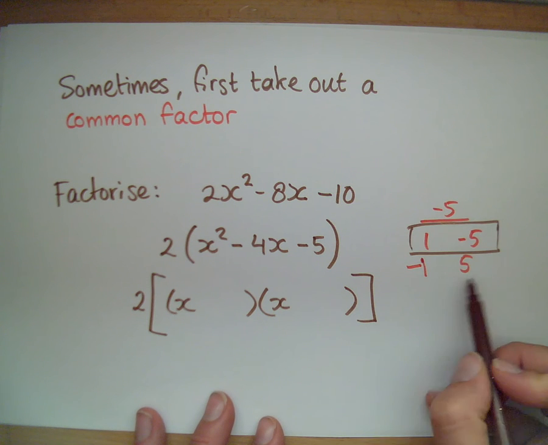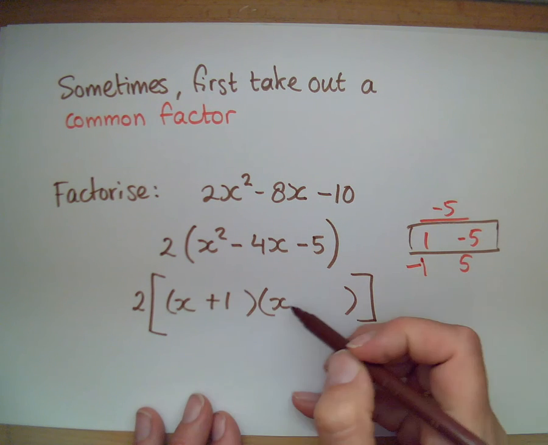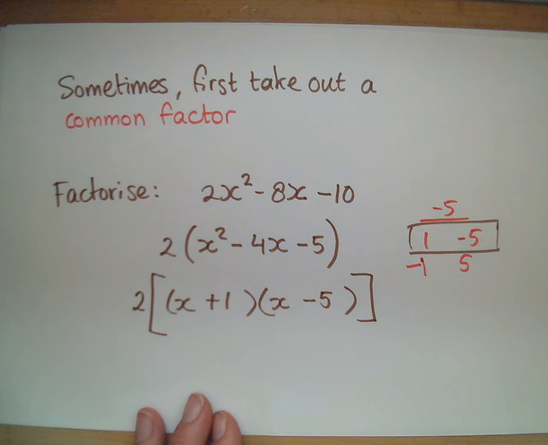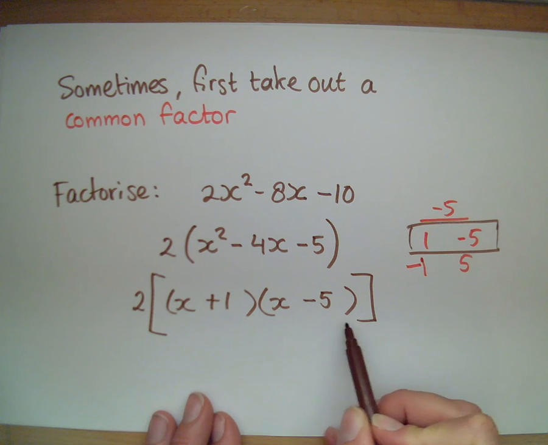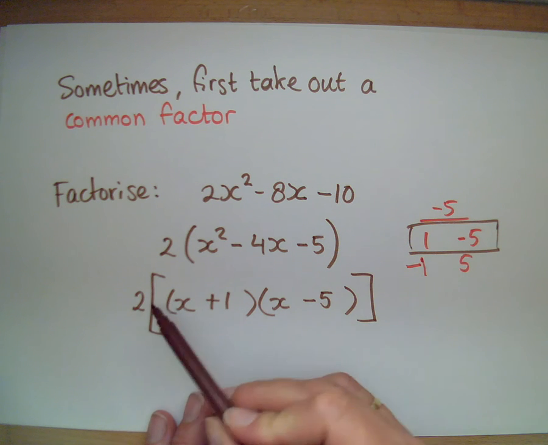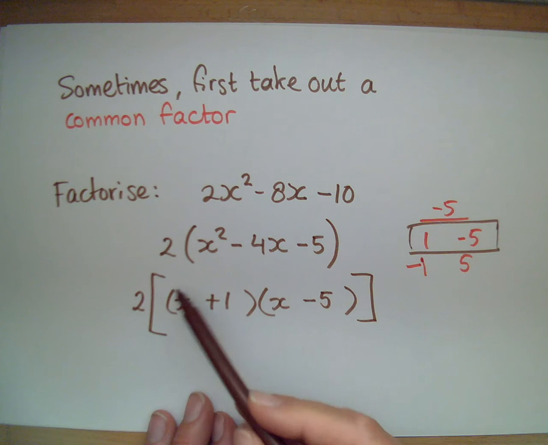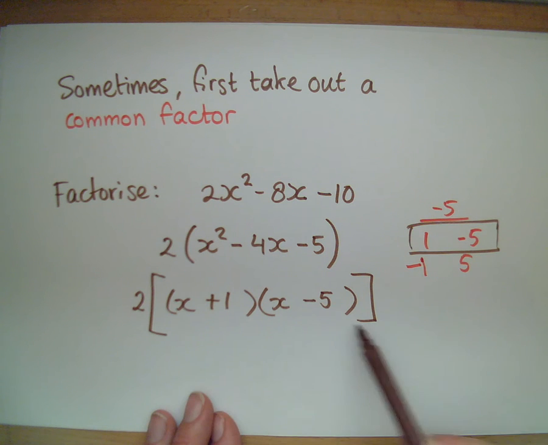Let me just check. If I add these two up, I'm going to have a positive 4, right? So I want this plus 1, negative 5. Be sure to use these, right? Because the 2 is a factor that was pulled out of the entire thing. So we're going to have to multiply the entire thing by 2.